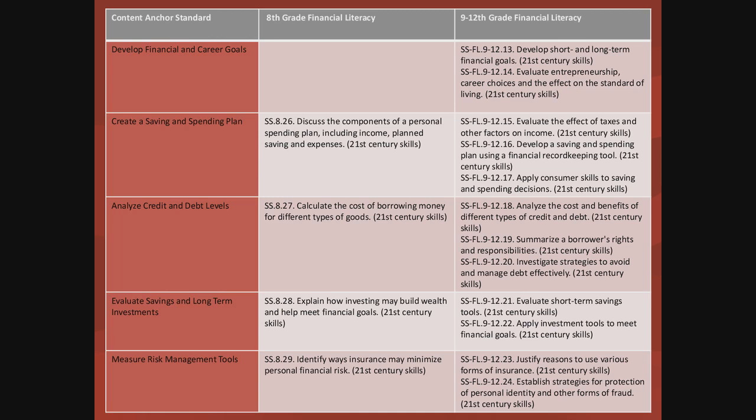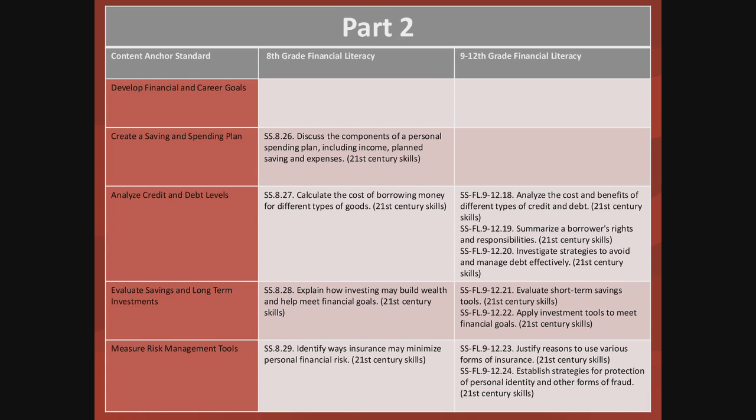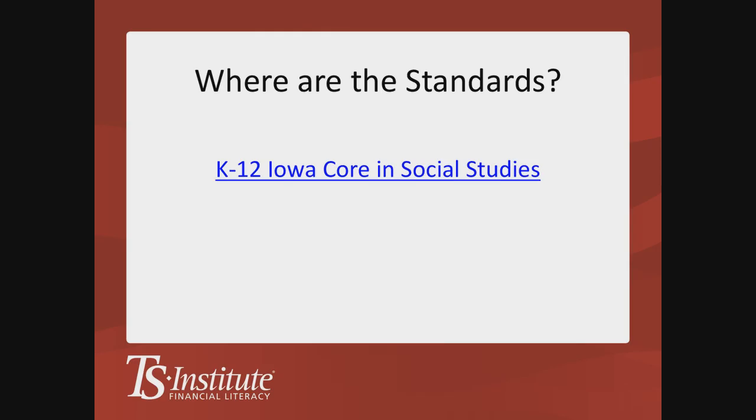As you can see, they're building out quite a bit more around financial and career goals. We want to see these students actually graduate high school with some plans, with some goals, with some motivation, if you will. We want to see them succeed, and then the rest are littered throughout. Part 1 was what we covered, the first 5 standards, and today we're going to cover the next 7. Part 2 is today. We're really going to hit on credit and debt, savings, long-term investments, and then risk management.